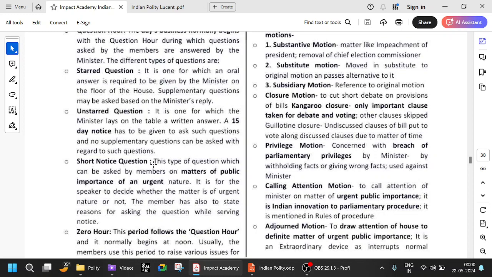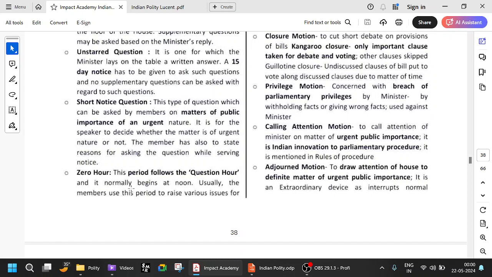Okay, short notice questions. These are questions which can be asked by members on matters of public importance of an urgent nature. So only if it is something urgent can you ask a short notice question. Otherwise, it has to be a starred question or unstarred question. It is for the speaker to decide whether the matter is of urgent nature or not. So the speaker has a lot of powers in this sense also.